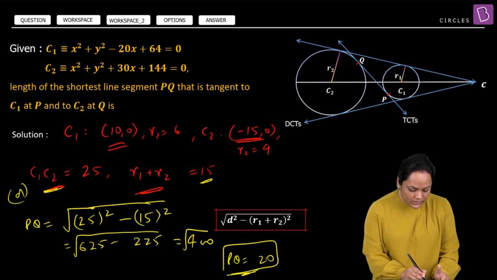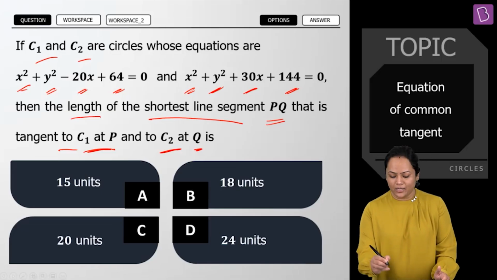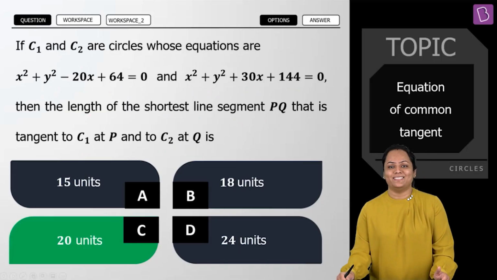So if we see the options here quickly, which will be the answer? C will be the right answer. Clear? Very well.